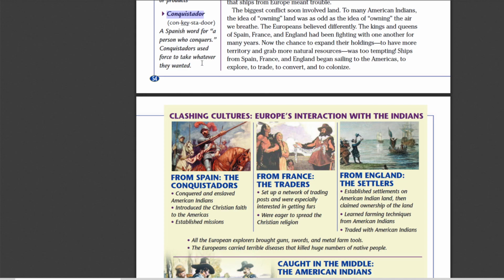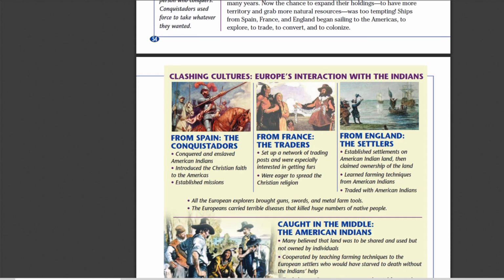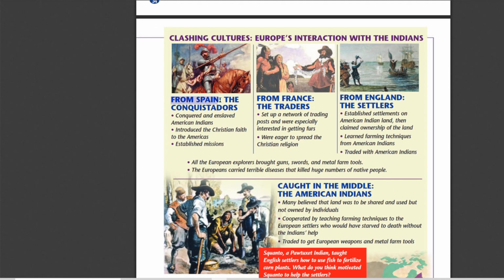Conquistadors used force to take whatever they wanted. And that brings us right here. From Spain, the conquistadors. These were the guys that came and conquered and enslaved the American Indians. They were not nice about it. They would come over, do what we tell you to do, or we're going to, you know, anyway.